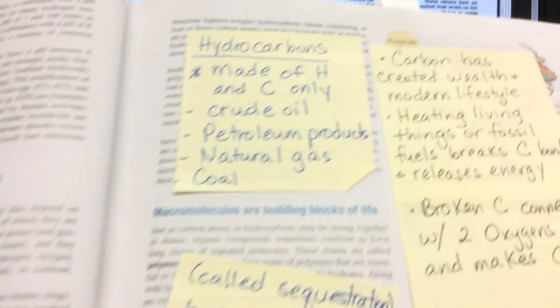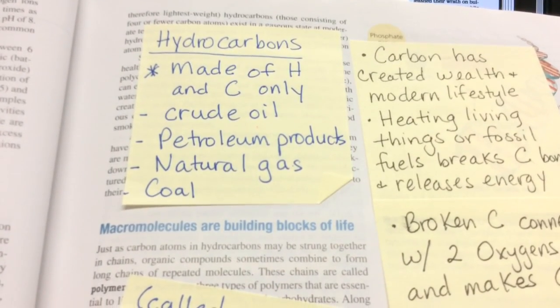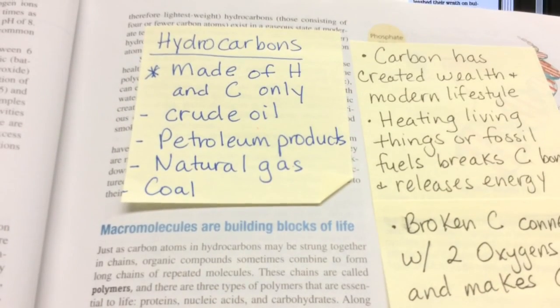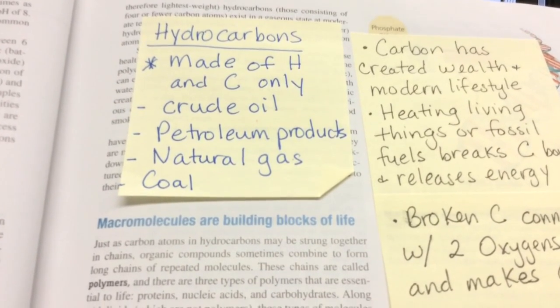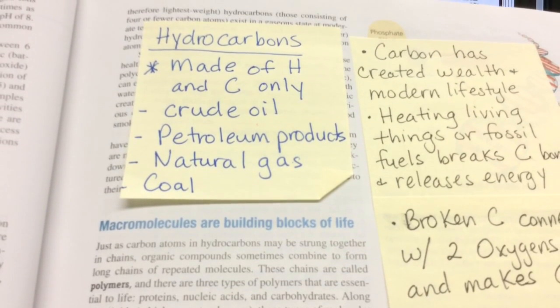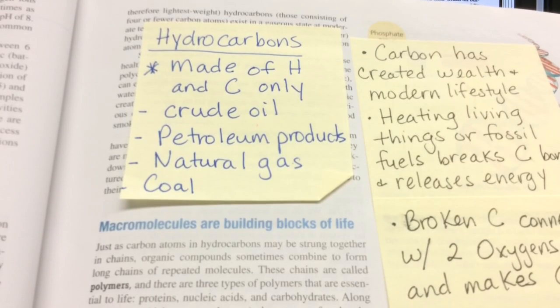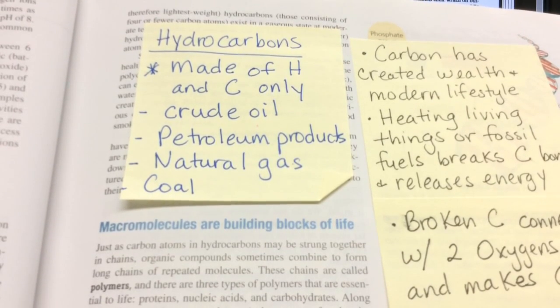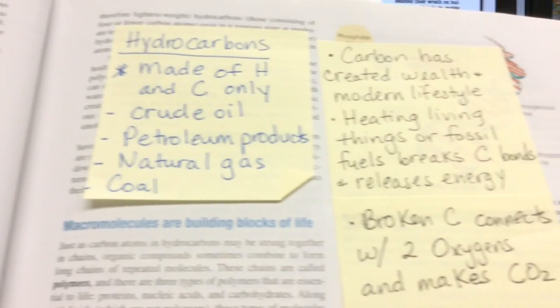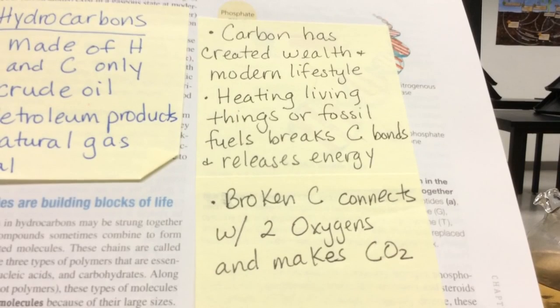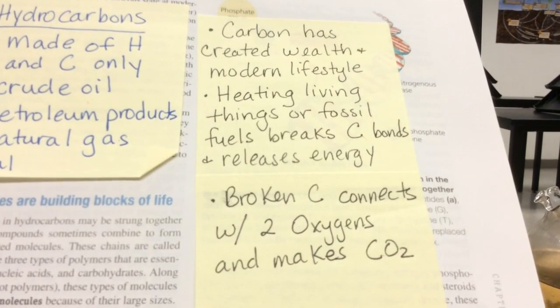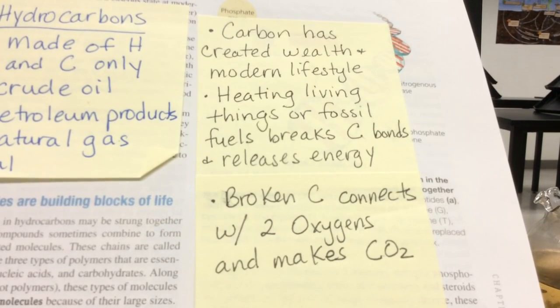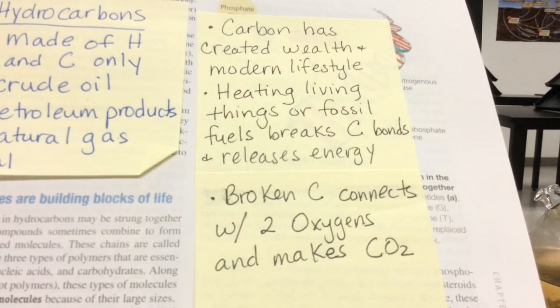On page 29, you need to know what a hydrocarbon is. A hydrocarbon is made only of hydrogen and carbon. That's why it's called hydrocarbon. Crude oil is a hydrocarbon, and petroleum products are made out of crude oil or other petroleum, and natural gas and coal are all hydrocarbons. So hydrocarbons, carbon and our fossil fuels have created wealth in our modern lifestyle. We heat with fossil fuels mostly, and we create pollution from it.